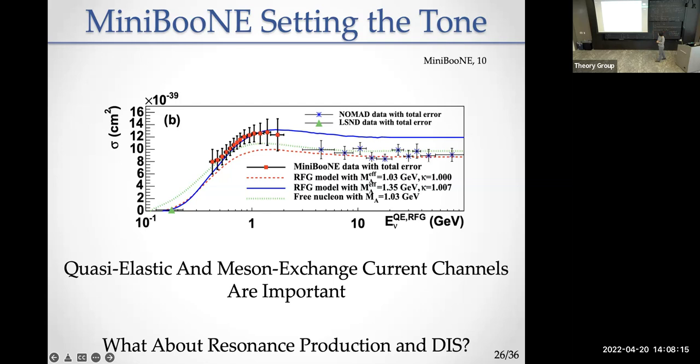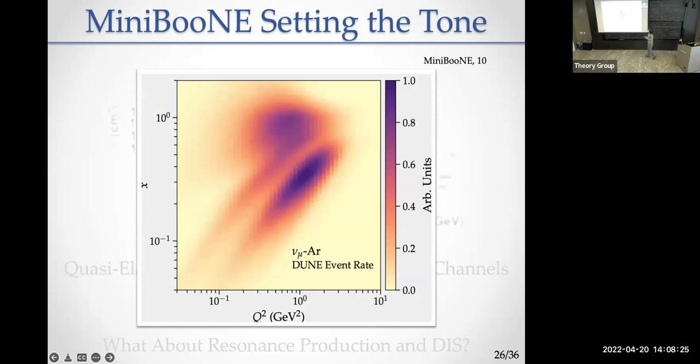But this really is only the smaller part of the problem, because, again, if our focus is for DUNE, quasi-elastic is a smaller fraction of the events, and most events are in the so-called DIS, or resonance production region. And it's just taking a while for people to realize that this region is also uncertain, possibly more uncertain.